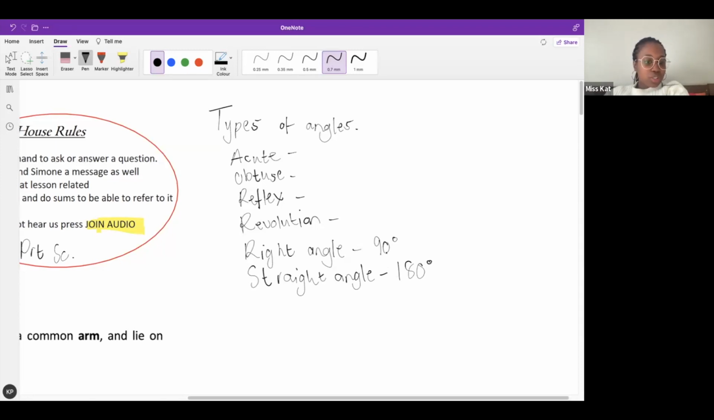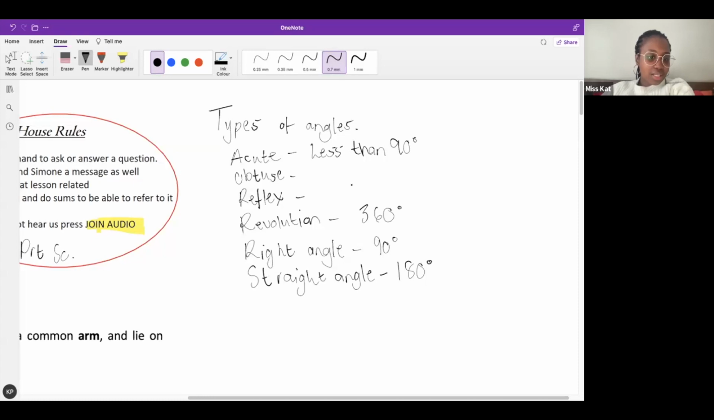How big is a revolution? 360 degrees. So we all know this. I just had to say it to make sure that we know. How big is an acute angle? Let's go back to the acute angle. Smaller than 90, guys. You can't say until 80 because we still have 81, 82, 83, 84. So an acute angle is less than 90 degrees.